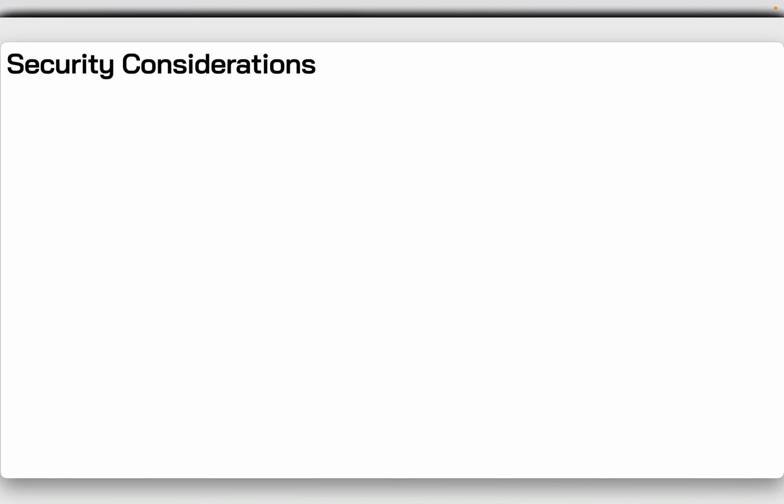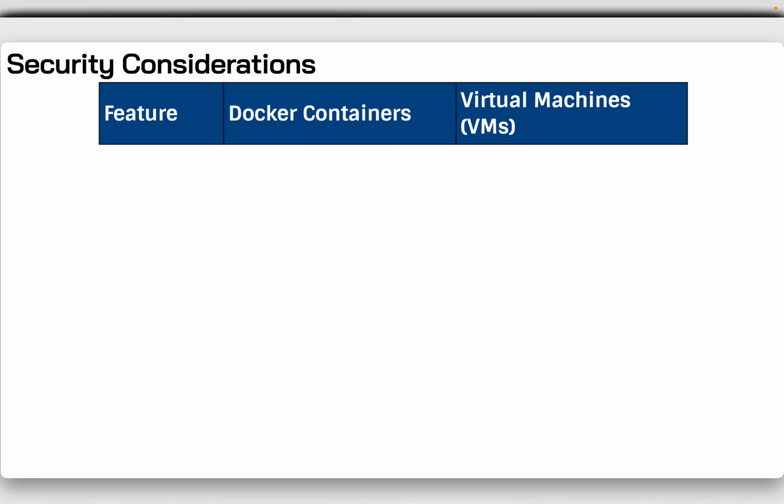Security considerations. Docker containers have process-level isolation, which may be less secure than the stronger isolation provided by virtual machines. Both technologies have potential security concerns, but the choice depends on the specific application and project requirements. Docker is ideal for quick deployment and scaling, while VMs may be more suitable for applications that require complete isolation or running multiple different operating systems on a single host.